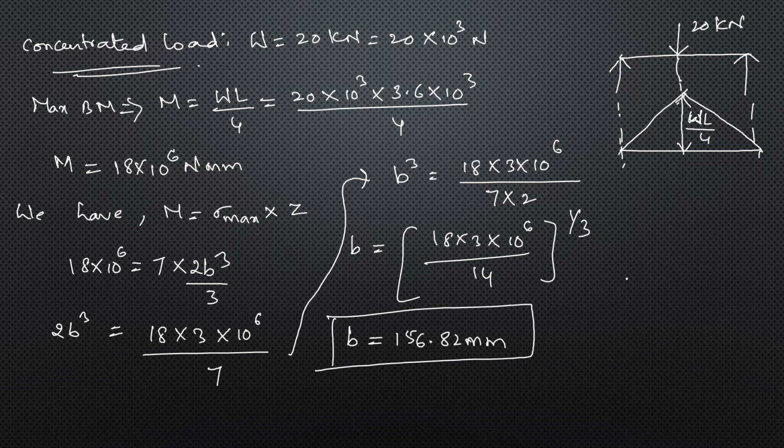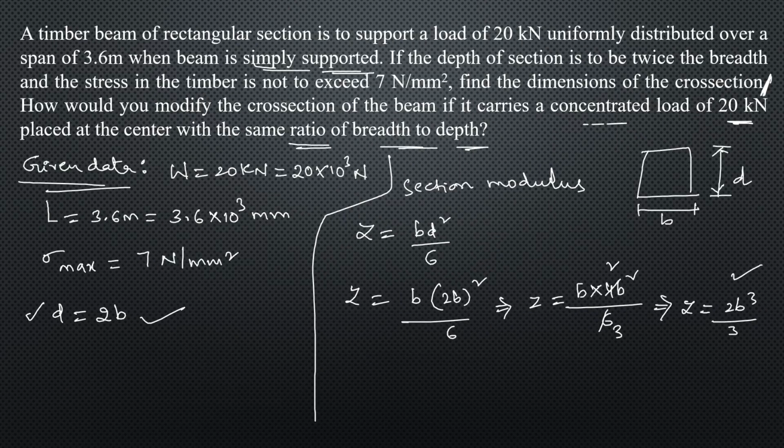So once we know the value of b, what should we do? Calculate the value of d. So therefore d is equal to 2b, right? So it is 2 into 156.82. So finally the d value is approximately around 313.56 mm. So this is how you have to calculate such models of problems.